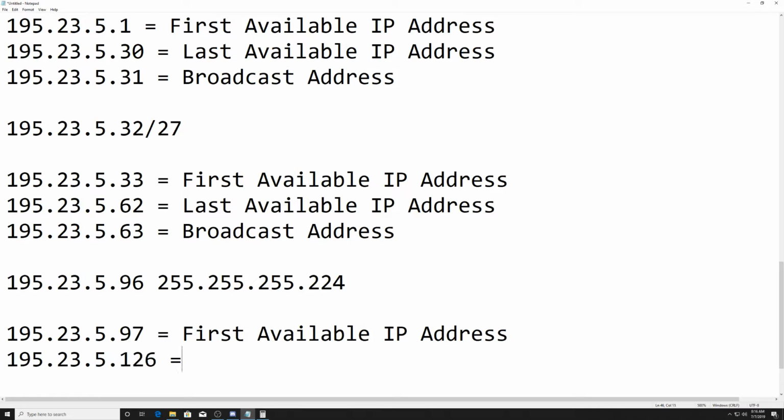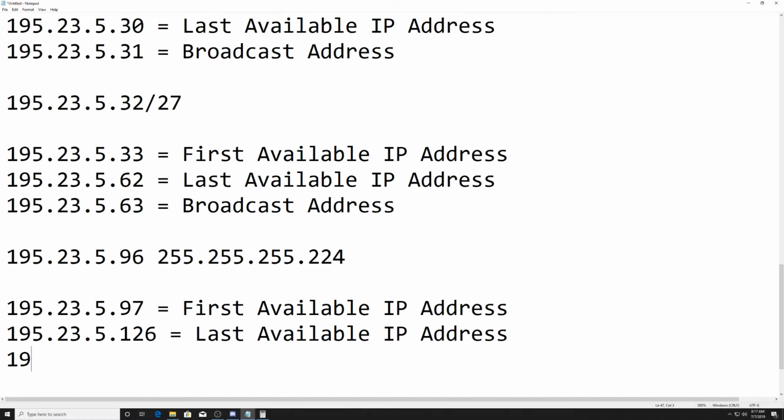195.23.5.126 equals the last available IP address, and 195.23.5.127 equals the broadcast address. So you can give the hosts 97, 98, 99, 100, all the way up into 126, but that's where you stop. It stops right there.